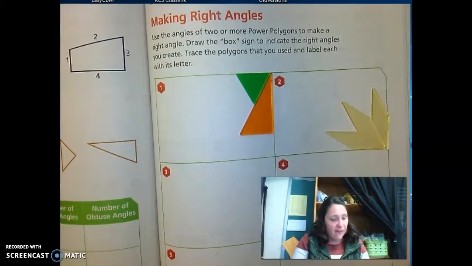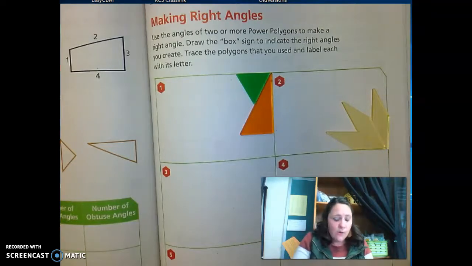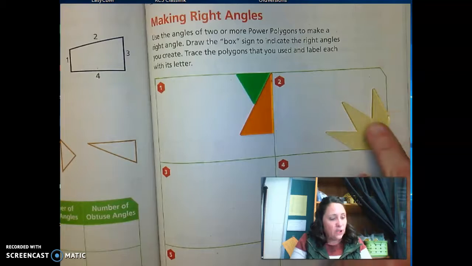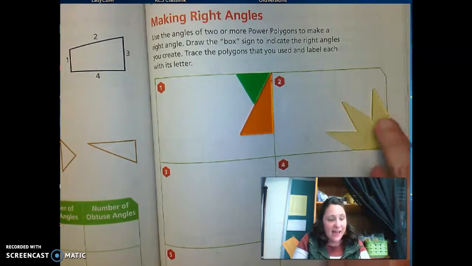Now, if I've used 3 of the same angles, and I know that all 3 of these together are going to equal 90 degrees, how can I figure out what each individual angle equals? What does that tell you about the size of each of these angles?